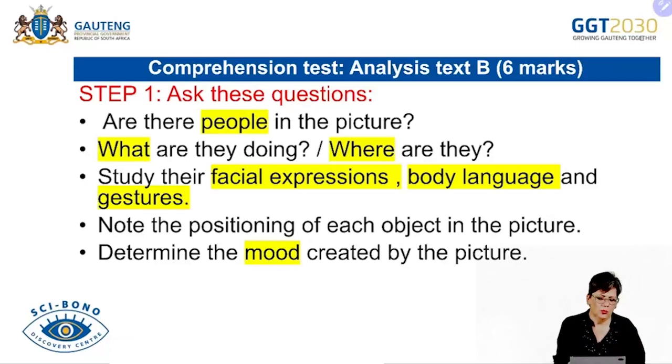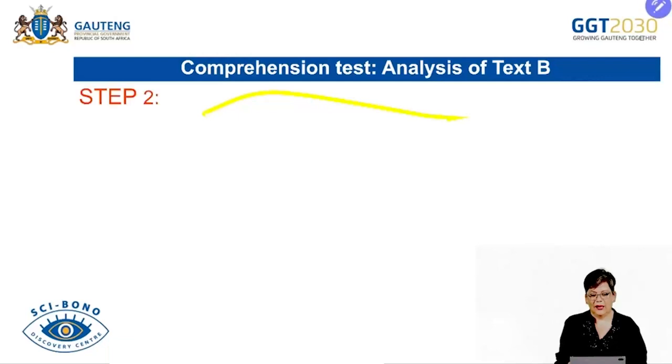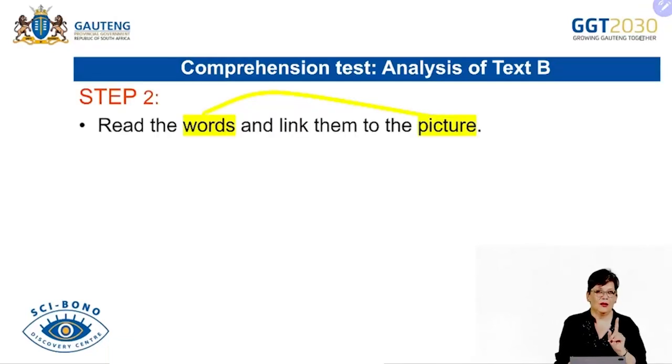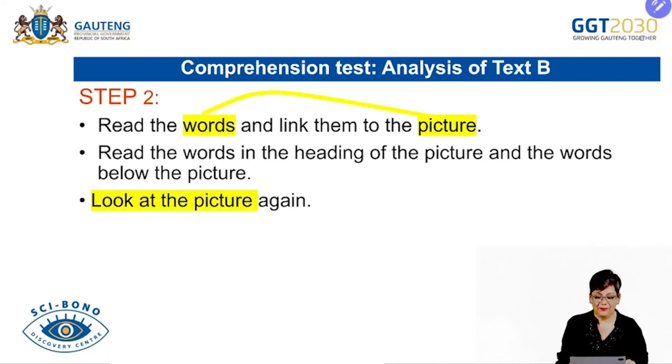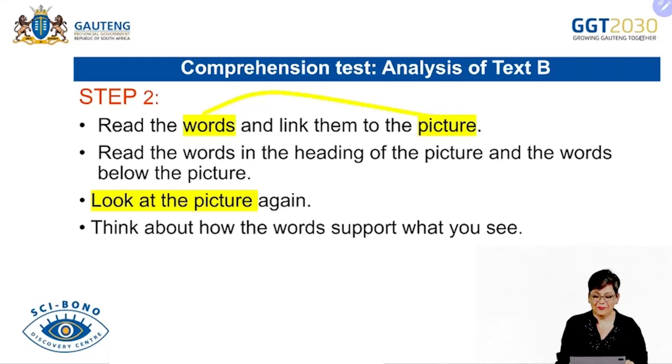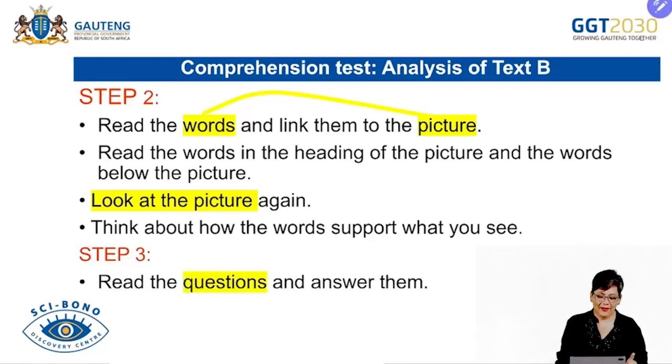See if you can determine the mood created by the picture. And the next step, and this is the most important one, find the words, link them with the pictures. There must be a clear connection, right? Now, remember, you have to read the words in the heading, you have to find the words underneath pictures, anywhere there's a word, see if there's some connection. Look at your pictures again and think, how do they support each other? Right, let's go to step 3.